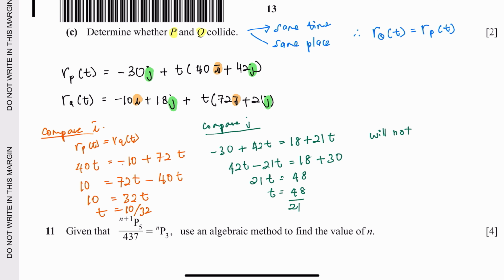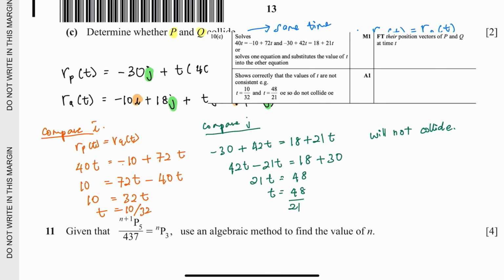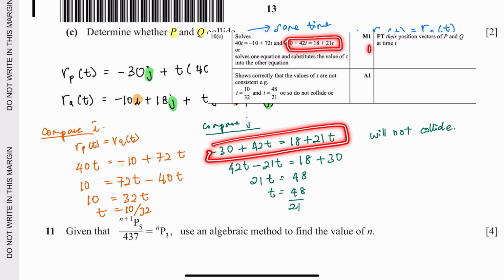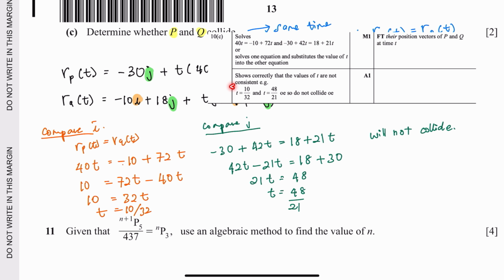Will not collide. Let's look at the marking scheme. This is a 2-mark question. When you solve for i, which is this one, and then when you solve for j, which is this one, that is going to give you 1 mark. And then when you arrive at your final answer, which is 10 over 32 and 48 over 21, and you conclude that they do not collide, that's going to give you 1 mark.